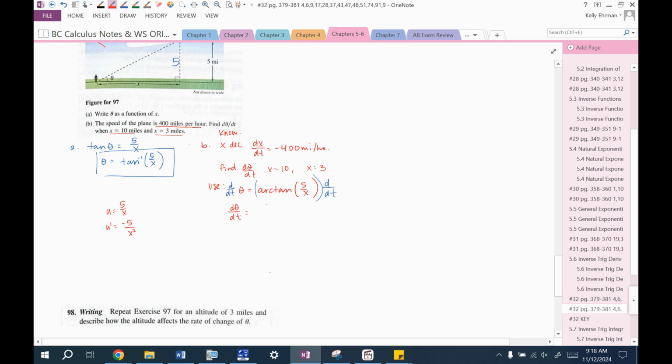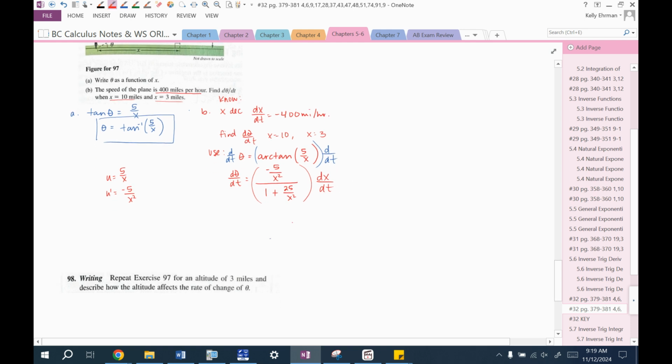All right, so this is going to become u prime, negative 5 over x squared, over 1 plus u squared, which is 25 over x squared. That derivative needs to get multiplied by dx dt for chain rule. Now let's plug in what we know.